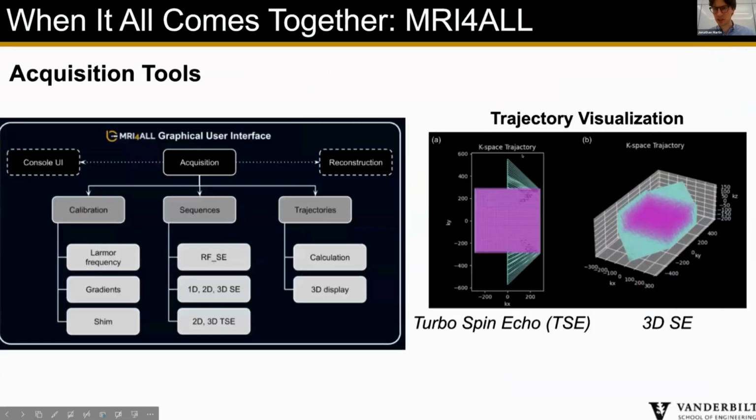And the acquisition tools that actually got developed, I'm just showing a couple of slides from that. Acquisition integrated with two other software teams. There was a group working on the UI, along with the fancy console display, and then obviously a team dedicated to reconstruction. But we worked on developing basic calibration sequences, frequency calibration, gradient strength calibration, and so on and so forth, some imaging sequences, and then calculation and visualization of the trajectory.